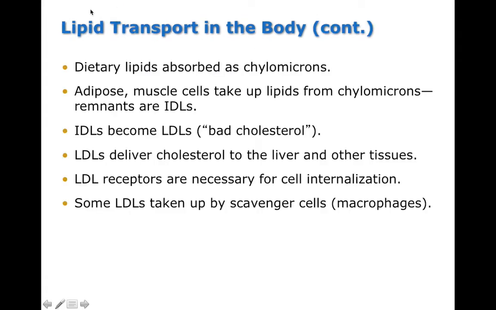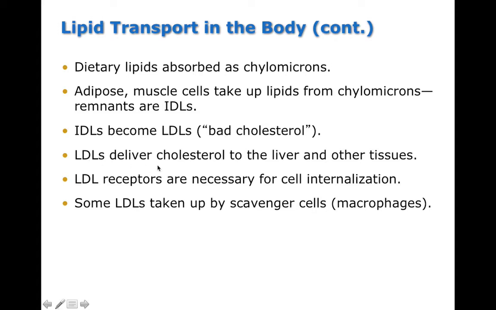So in terms of the transportation of these lipids, we said they're chylomicrons when they're absorbed, and then adipose and muscle cells will preferentially take up these lipids most rapidly. And the remaining lipids are now what we call intermediate density lipoproteins, and these become LDLs. Now we think of the LDLs as the bad cholesterol, right? You don't want your LDL levels to be too elevated because these are loose and more likely to deposit in your body's tissues, forming plaques, especially like the vessel wall.